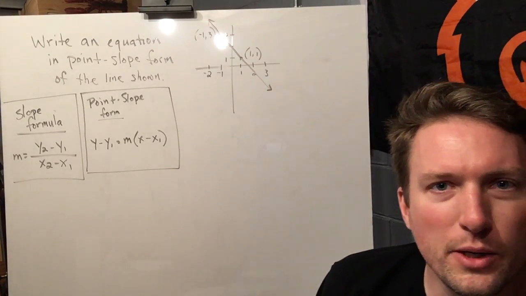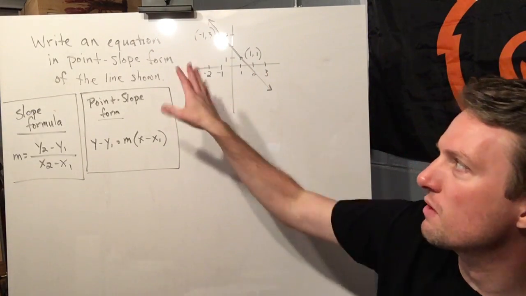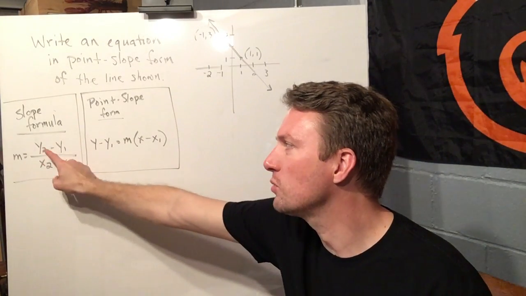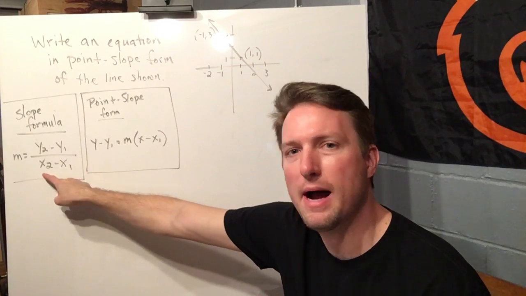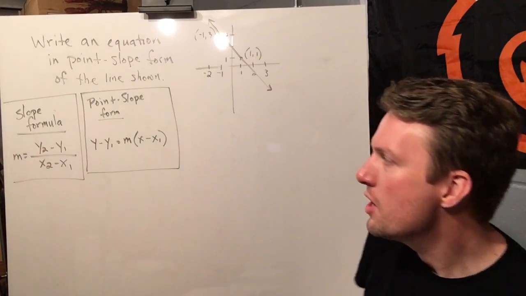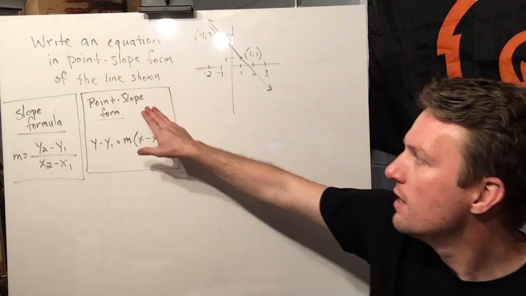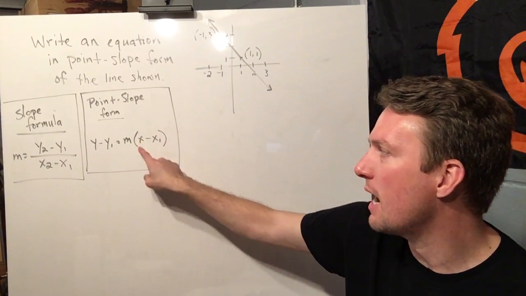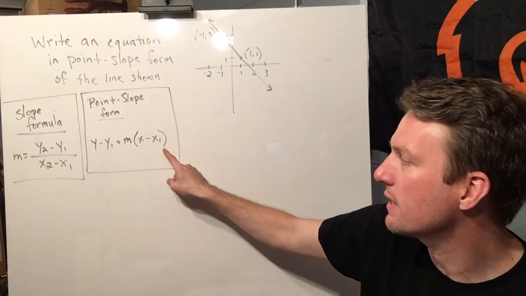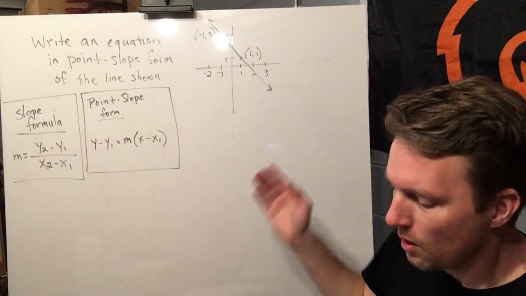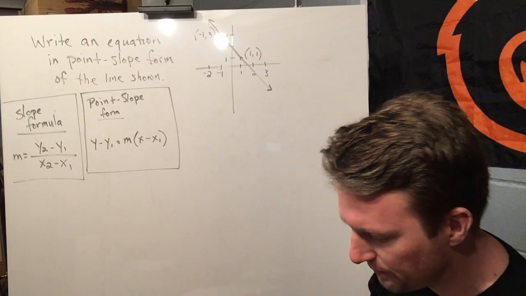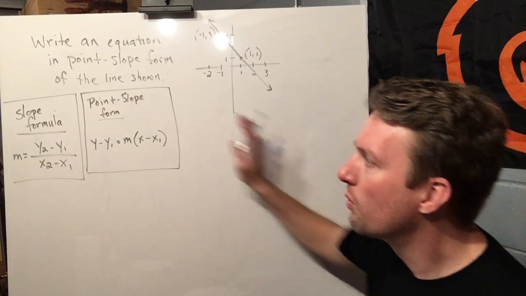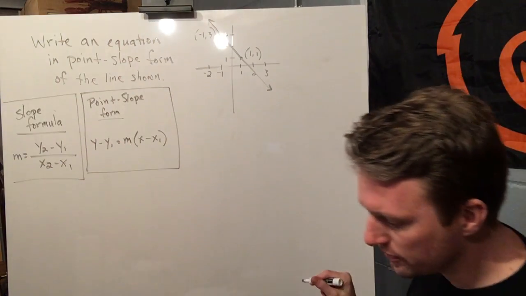Now, a couple of things that you need to remember before we attack and start writing this equation. First is the slope formula here. m equals y2 minus y1 divided by x2 minus x1. You also need to remember from yesterday the point-slope form is y minus y1 equals m times x minus x1. So what we're going to do first to attack this problem is we are going to find the slope of this line. We're going to use our slope formula here to do so.